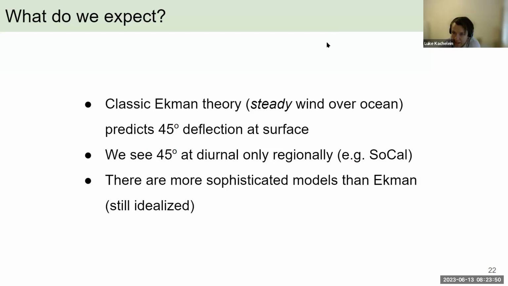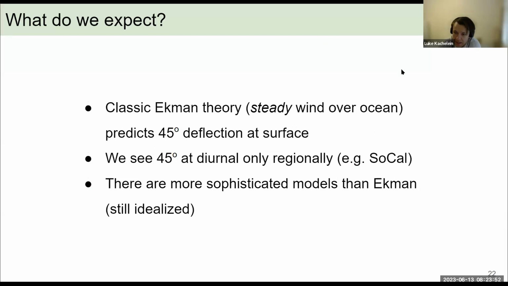So what do we expect? Well, classical Ekman theory, a steady wind over the ocean, which again, steady means not on a diurnal cycle, it's not on any cycle, predicts a 45-degree deflection at the surface, and that's all we are able to observe with HFR. And the wind product we have is at the surface. That's what we're concerned about. But we see this 45-degree angle at diurnal only regionally.